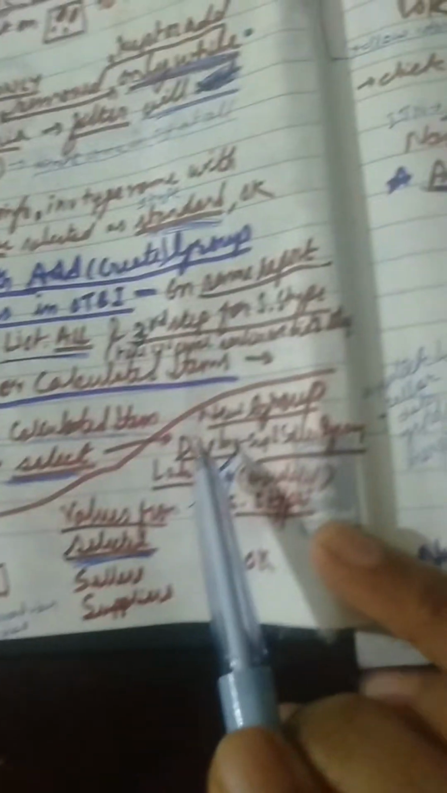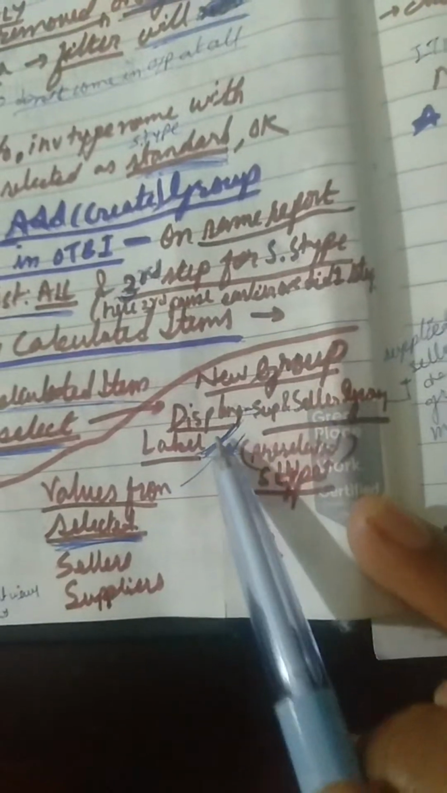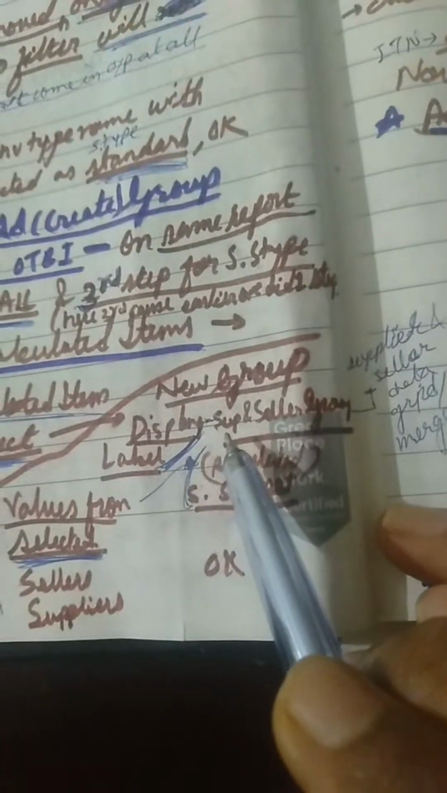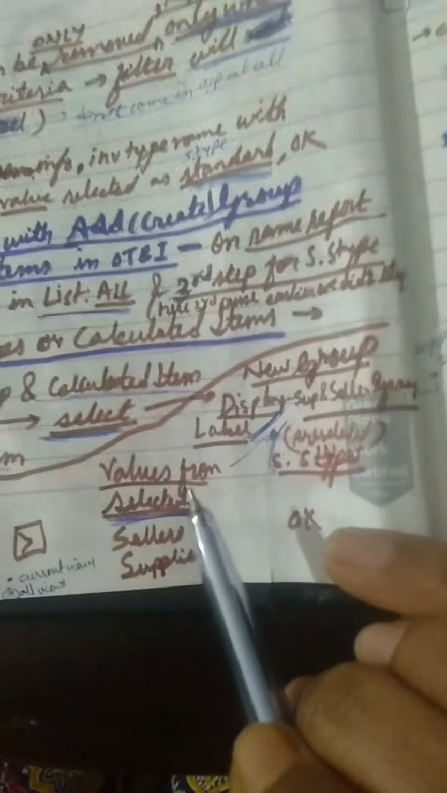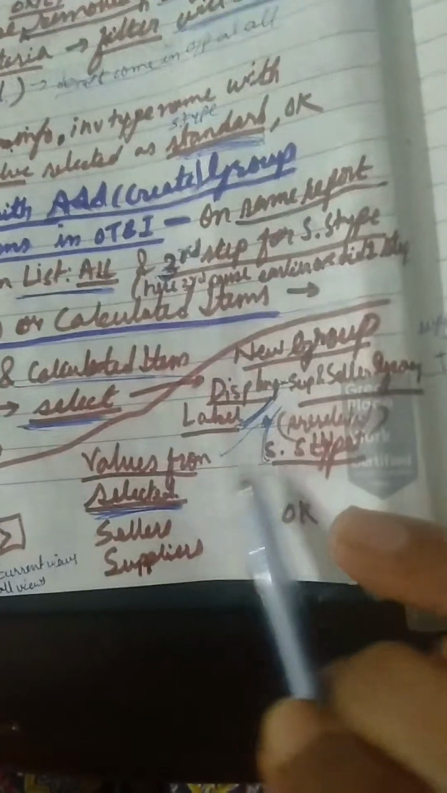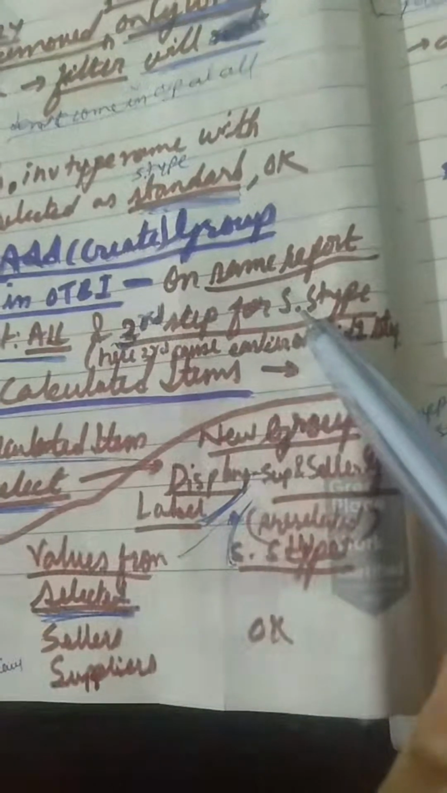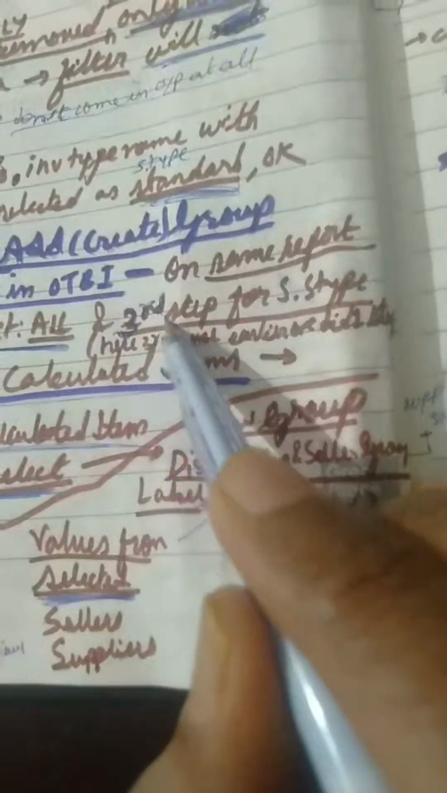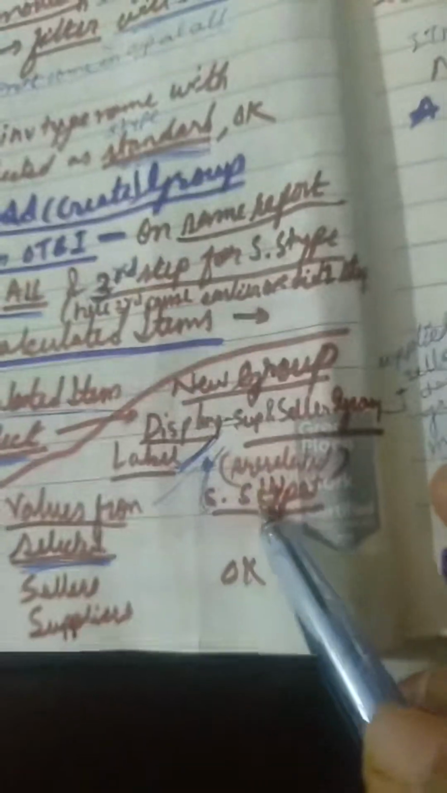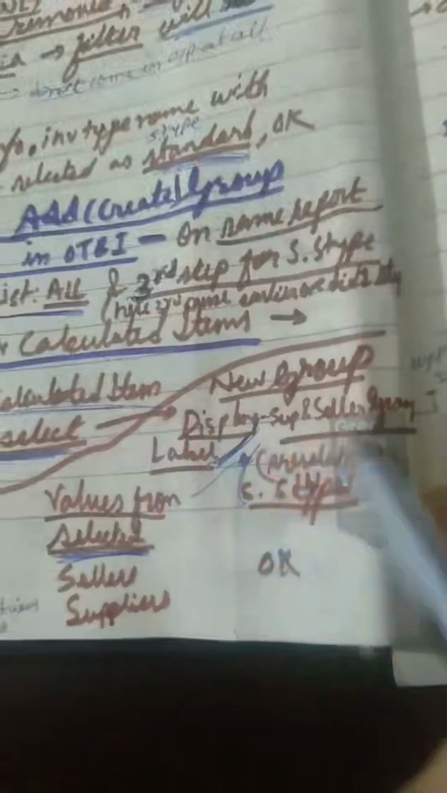So right now I'm taking the example of new group. Select this, and after that again I have to give the display name or display label, that is the new group name. So I have given supplier and seller group. This field, values from, is always pre-selected, because I right clicked on the third step for supplier type only. So this will be automatically taken, supplier.supplier type values from supplier.supplier type, and this will be pre-selected. You only have to give the display label here. Okay, supplier and seller group.